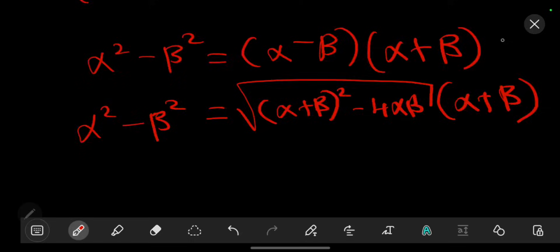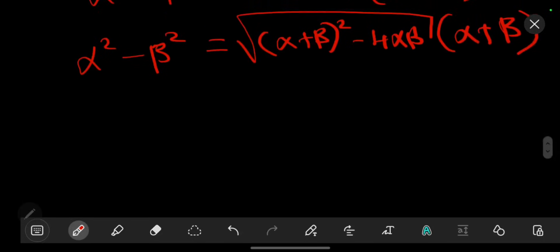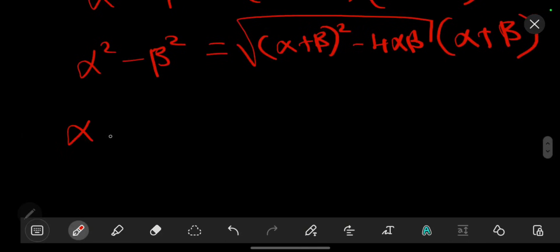The other identity that we are going to derive is alpha cubed plus beta cubed.